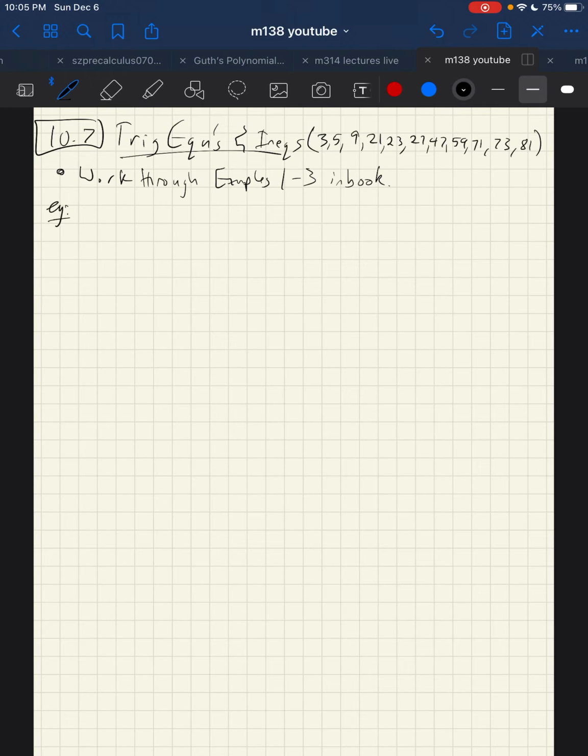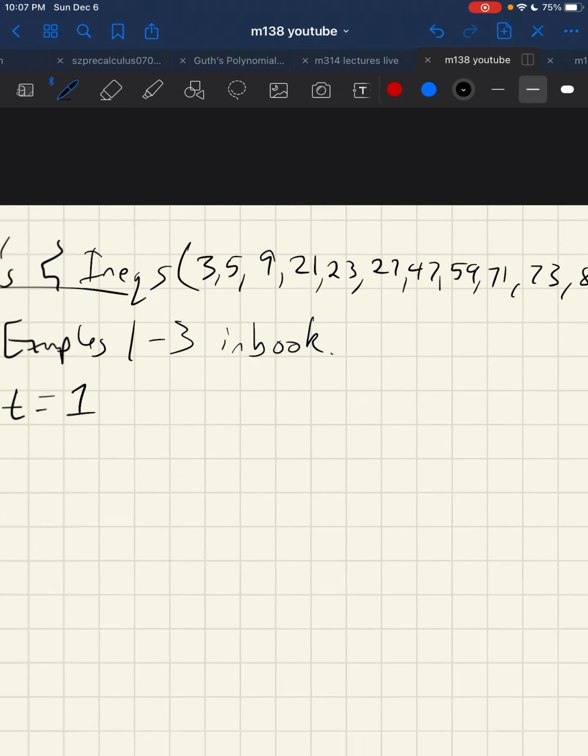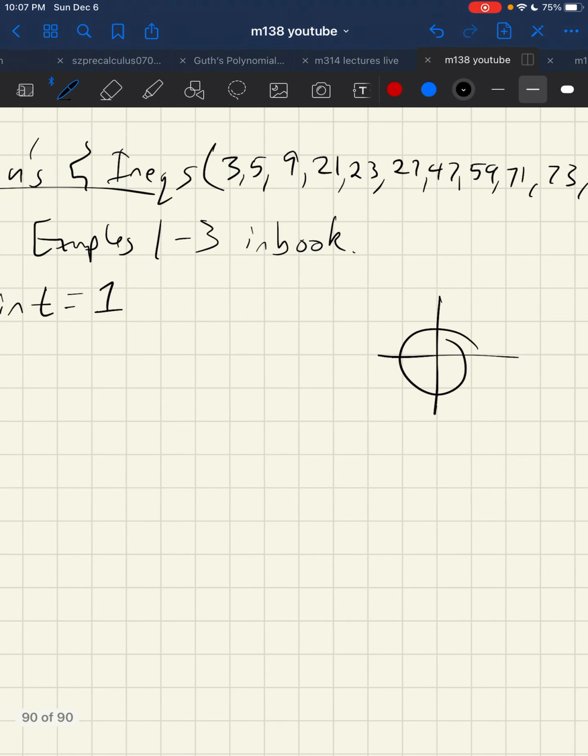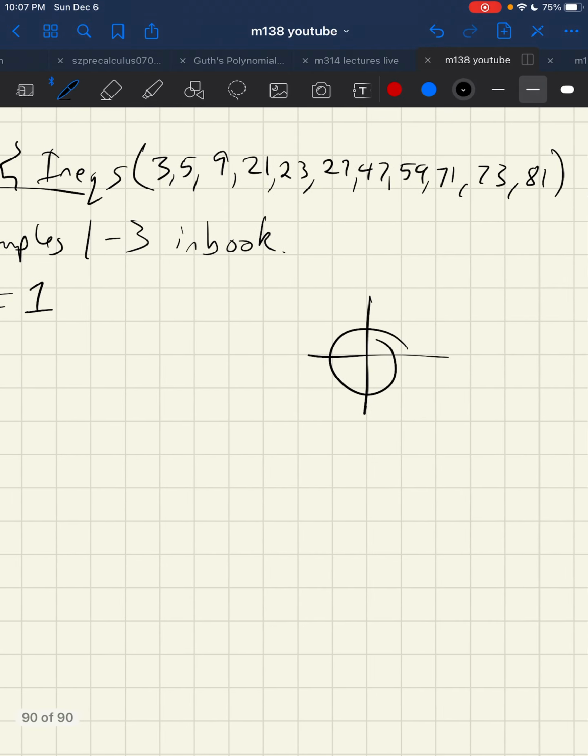is like this. Say solve for t. We've got sine of t equals 1, something like this. So solution, what we're going to do is look at our unit circle here, and try to figure out which values on the unit circle give me a sine of 1. So sine is the y value. So which points on the unit circle have a y value of 1? Well, it's the top one.